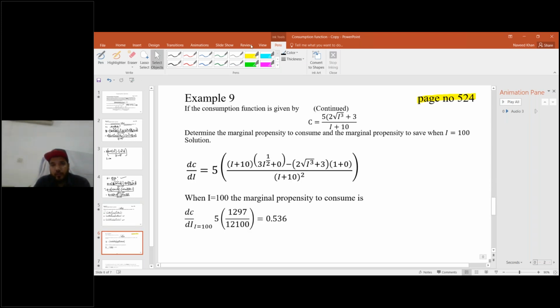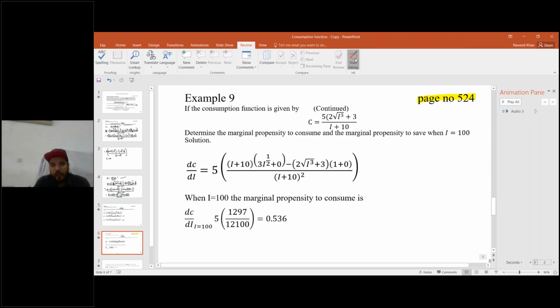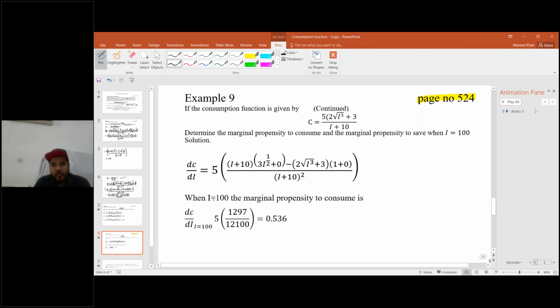Now after taking the derivative, at place of I, just put here 100. Then you will get the answer, 0.536. Using your calculator, put the value I equal to 100, and then you will get 0.536. So the answer will become 5 into, at place of I, put here 100.